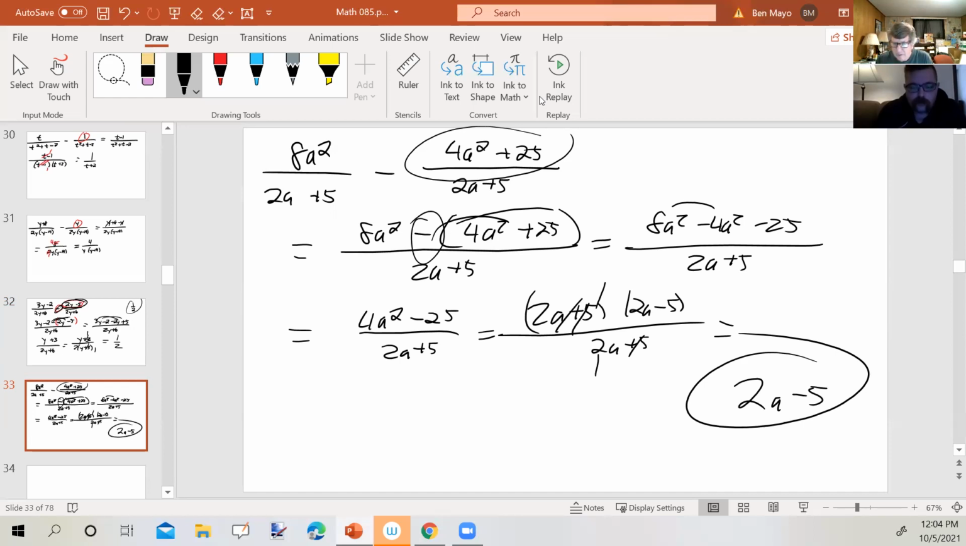Okay, new topic. So we've been adding or subtracting fractions with the same denominator. But what if they don't have the same denominator? Then we have to find the least common denominator. We need to build each fraction until it has that new common denominator, and then we can do what we've been doing, add or subtract the numerators over the common denominator. So what I want to look at right now is how to find the least common denominator, okay?